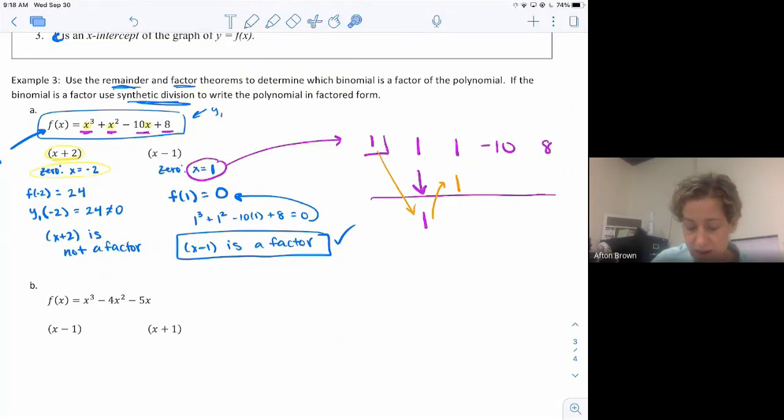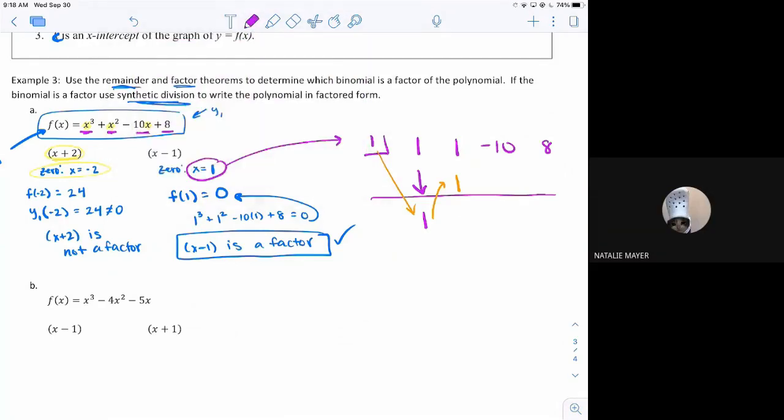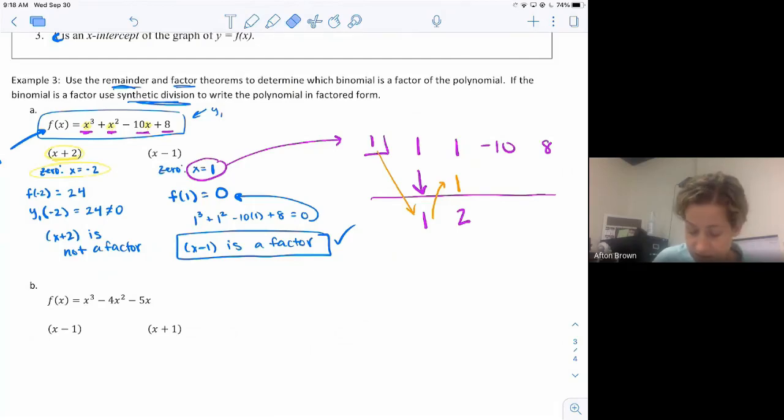So we get a 1. And now we add. So if we add those two together, what do we get down here? 2. Perfect. And then we just repeat this process. So we're going to do the number in the box multiplies the number underneath the line, and we write the answer right there. So 1 times 2 gives us what? 2. Perfect. And then we're going to add these two together.